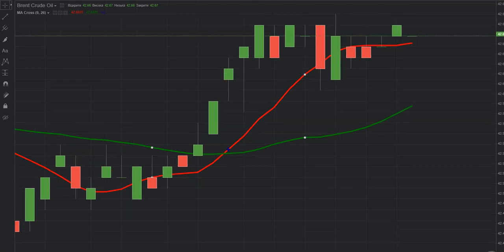So, how to read the GMMA? The Guppy Multiple Moving Average can be used to identify changes in the trend or determine the strength of the current trend. The degree of separation between the short and the long-term moving averages can be used as an indicator of the trend strength. If there is wide separation, then the prevailing trend is strong. Narrow separation is an indicator of a weakening trend or a period of consolidation.